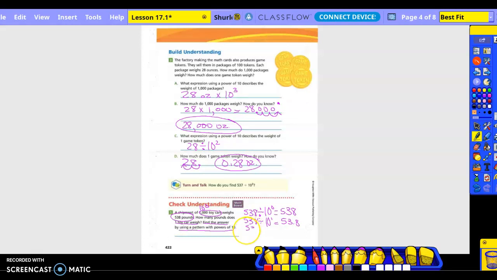So 538 divided by 10 to the second power, which is 100. So I would move the decimal how many places to the left? 2. Okay, so it'd be 5 and 38 hundredths. And then I have 538 divided by 10 to the third power, which is what we're looking for. And how many places do I move it to the left? 3. So 538 thousandths of a pound is what one car weighs.